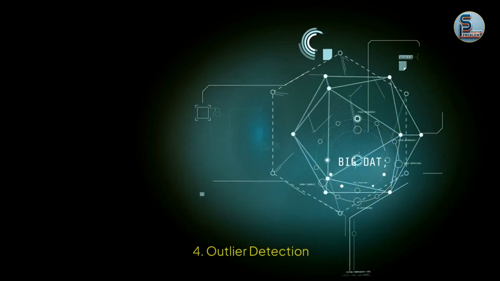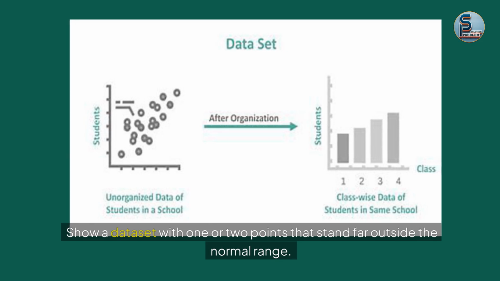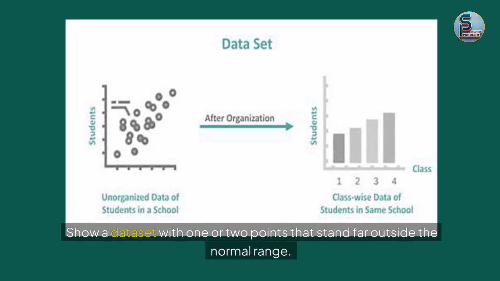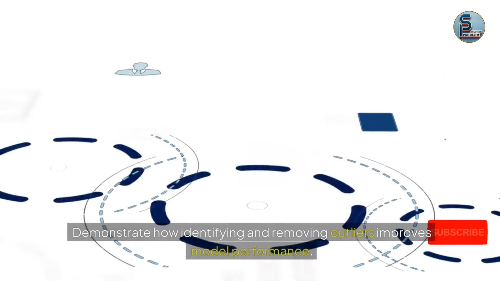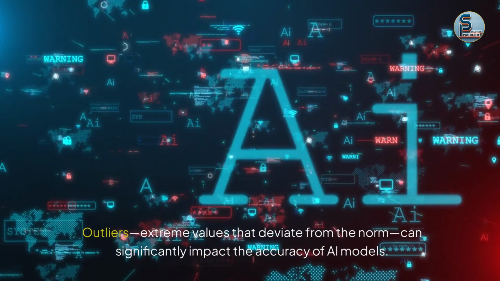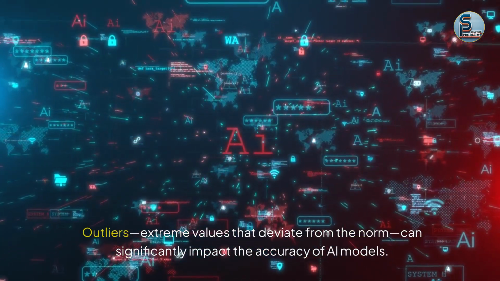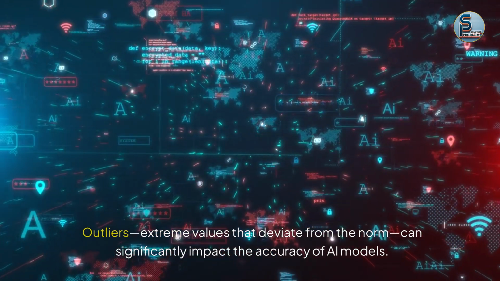4. Outlier detection. Show a dataset with 1 or 2 points that stand far outside the normal range. Demonstrate how identifying and removing outliers improves model performance. Outliers, extreme values that deviate from the norm, can significantly impact the accuracy of AI models.